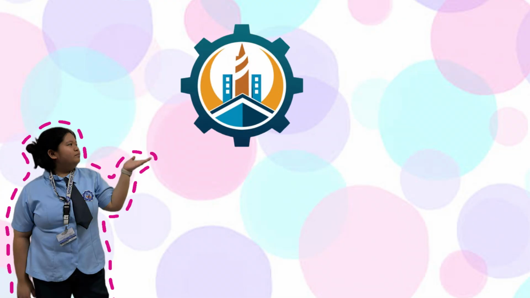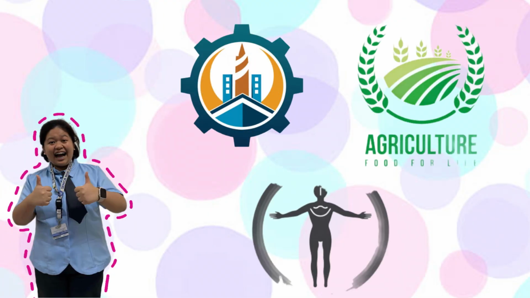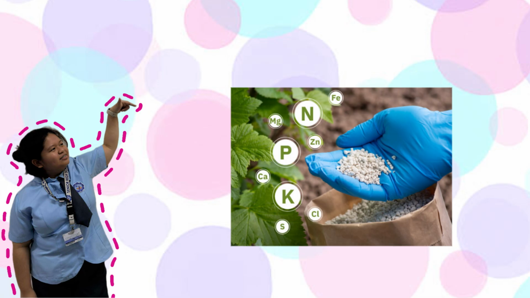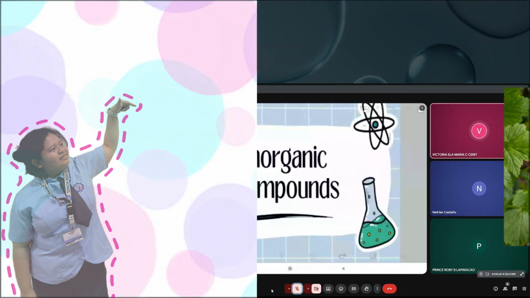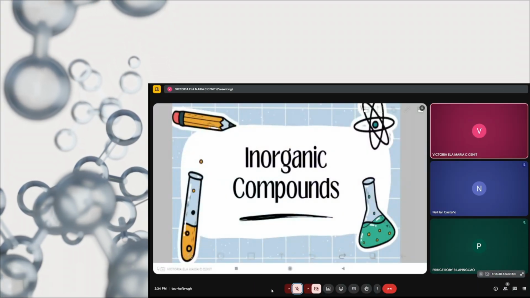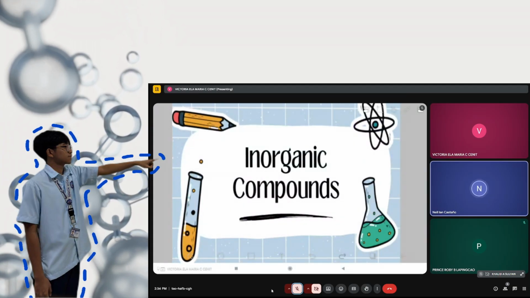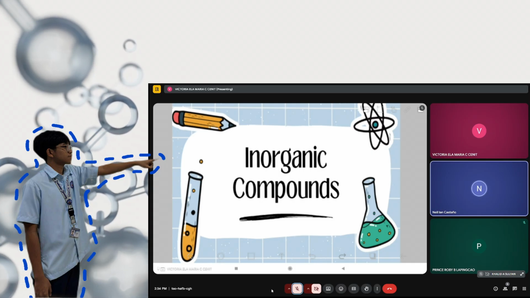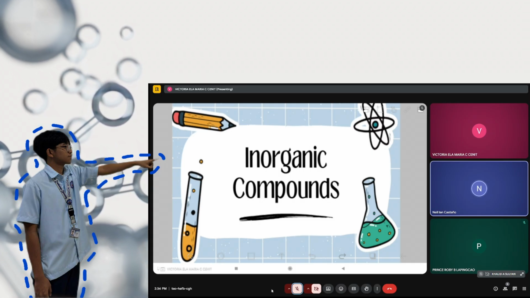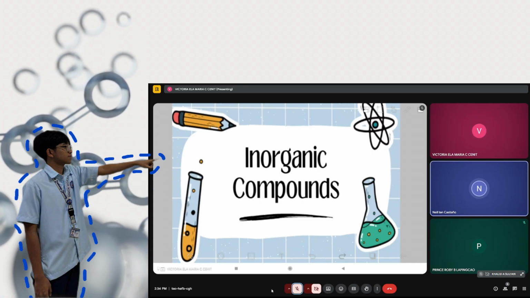Inorganic compounds are very important because they play a big role in industry, agriculture, and even inside our bodies. For example, fertilizers contain inorganic compounds that help plants grow. So, in summary, inorganic compounds are essential not only in chemistry but also in our everyday activities and environment.